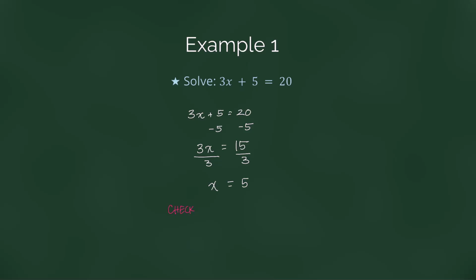Checking means take the value for x, plug it back in. So we get 3 times 5 plus 5 on the left-hand side. Well, that's 15 plus 5, which is in fact 20, the thing we had on the right, and so our equation checks.